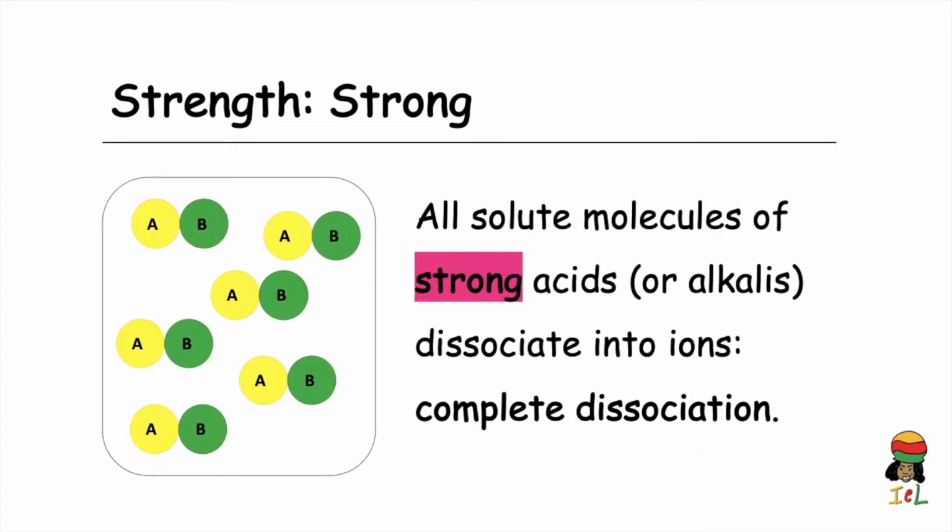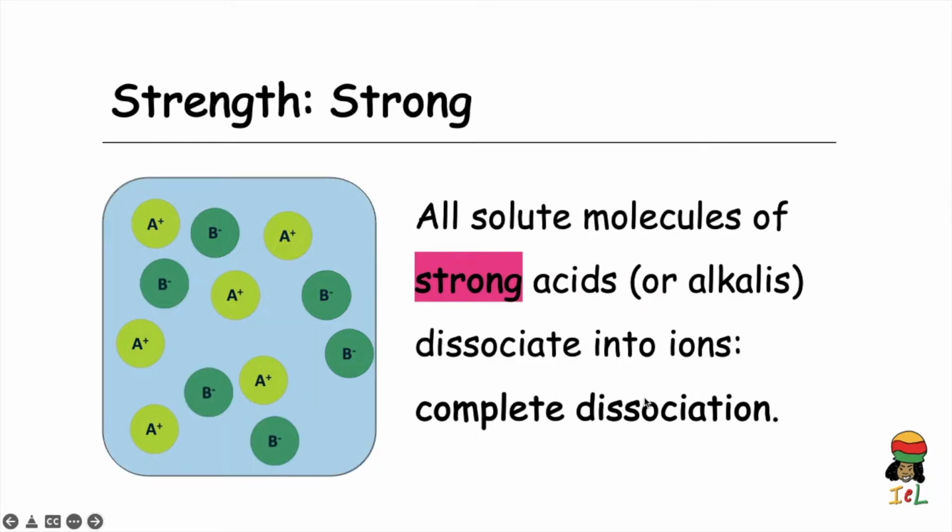Direct your attention to the animation on the left of the screen while the explanation is given for a strong acid or alkali. Now, an acid or an alkali solution is described as strong when all the solute molecules, meaning the molecules of the acid or the alkali, which is represented as AB in our animation, are separated or dissociated into the ions. And this is called complete dissociation.